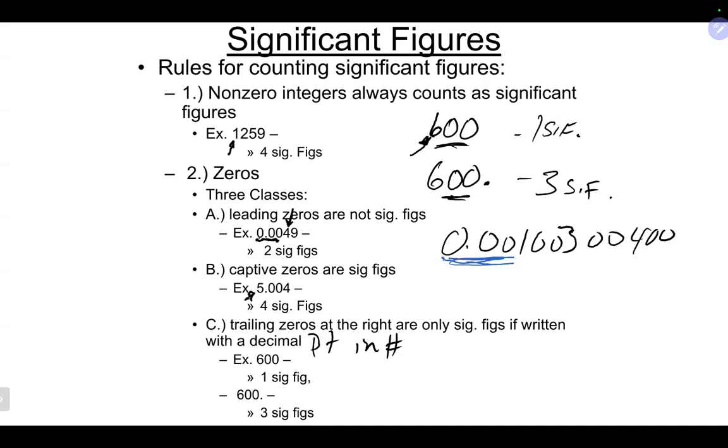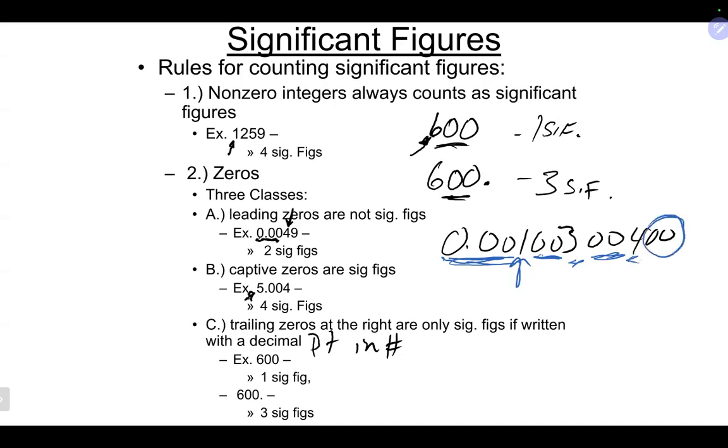The leading zeros are not significant, because we really haven't hit the first non-zero number. So we would start counting right there at the 1. The 2 zeros in the middle would be significant. The 3 would be significant. These 2 zeros are again trapped between 2 non-zeros, so they would be significant. And then we got the 4 is significant.